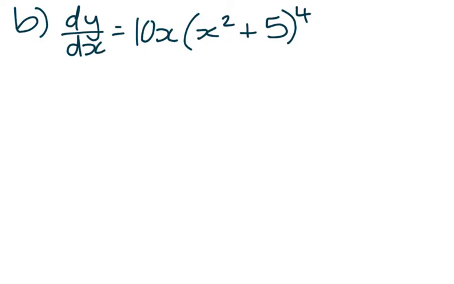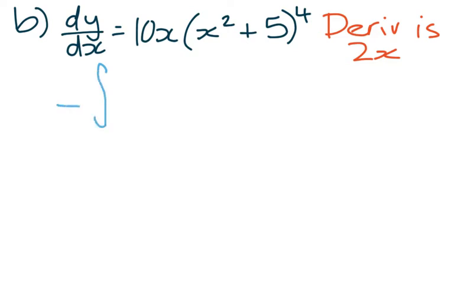plus 5) to the power of 4. So again, we need to write down and note what the derivative of the inside is. So I just write here, derivative is 2x. So then when I'm writing my formula for integration, I'm going to leave a blank space in front of the integral sign for a, and then I'm going to put 2x(x squared plus 5) all to the power of 4 dx.